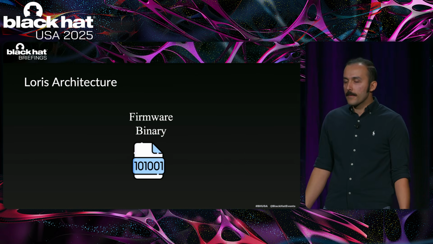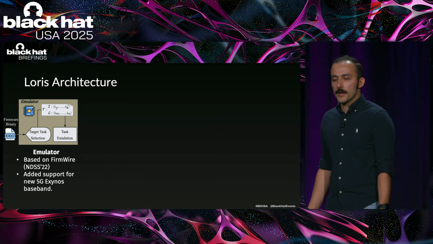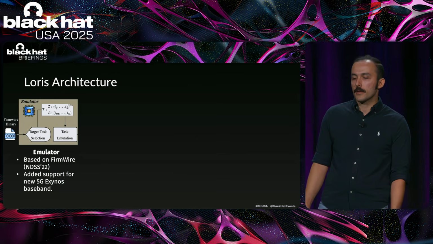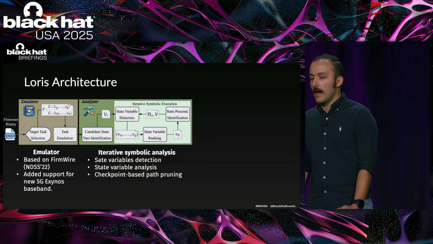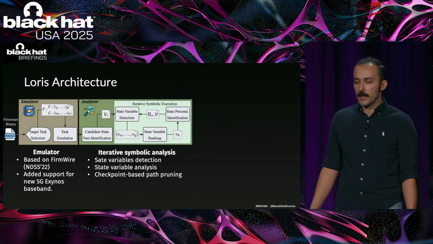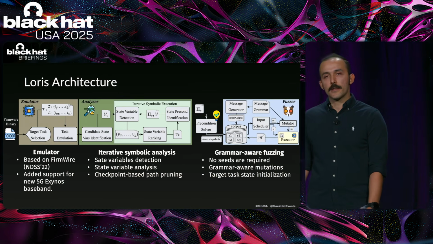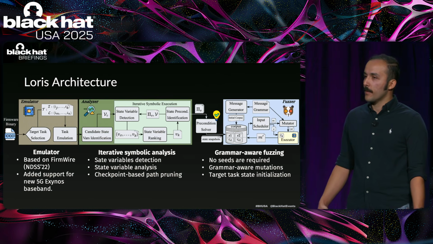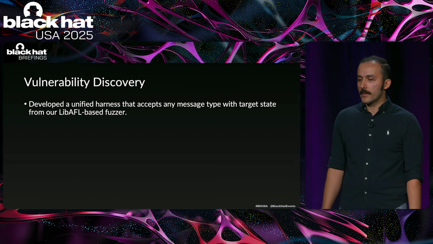Well, let's summarize LORIS before we talk vulnerabilities. We start with the firmware binary, and then we have our emulator built on top of firmware. We have extended firmware to add support for 5G Shannon basebands. At the core, we have our iterative symbolic analysis, which Tiancheng explained. And on the fuzzing side, we have a grammar-aware fuzzer, which automatically generates NAS messages. Tiancheng will tell you more about the fuzzer.